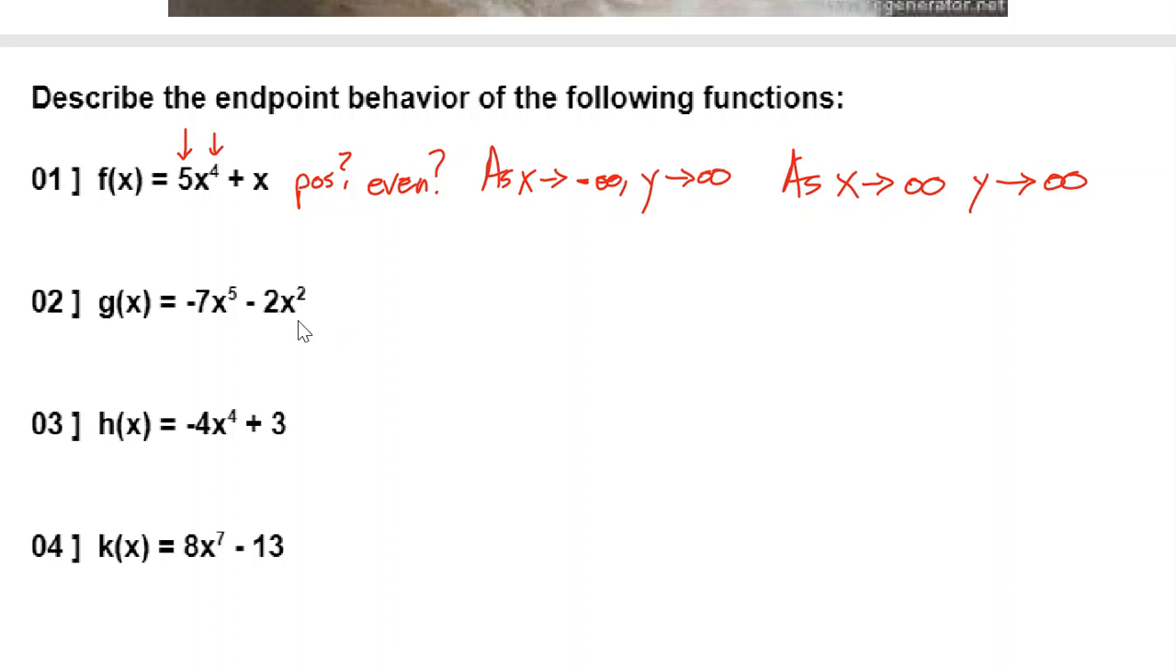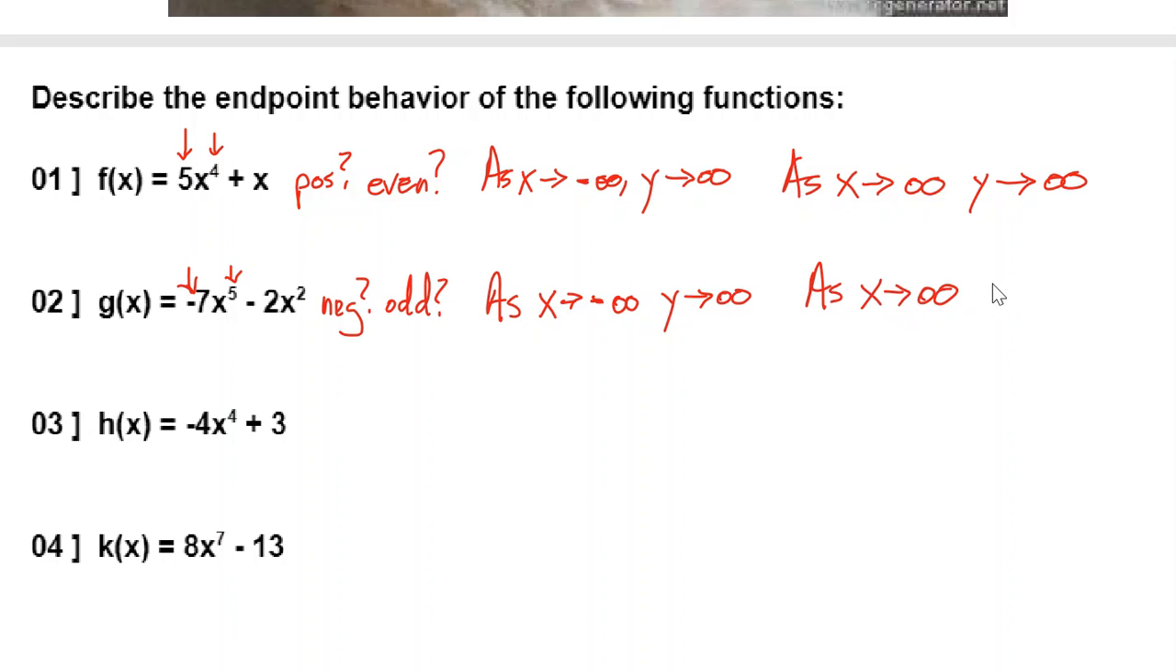All right, so this next guy, it is negative and it is odd. Which means that as x approaches negative infinity, y is going to be going up. And then as x approaches positive infinity, y is going down.